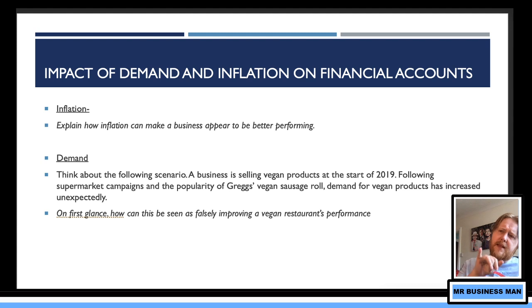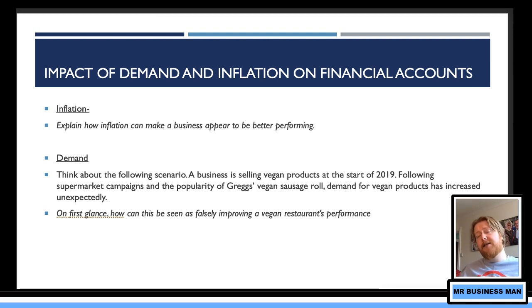Okay. Now, it says, when we're talking about demand, at first glance, how can they be seen as falsely improving a vegan restaurant's performance? Well, they would be drawing attention to the fact that they would be claiming that would be an average week, or that would be an average performance, or that would be the new performance, or that they've somehow got this massive group of customers that are really, really wanting to be part of this vegan movement now.